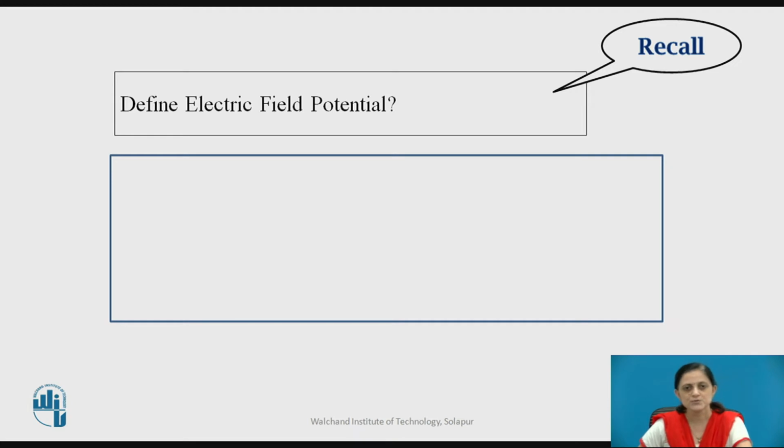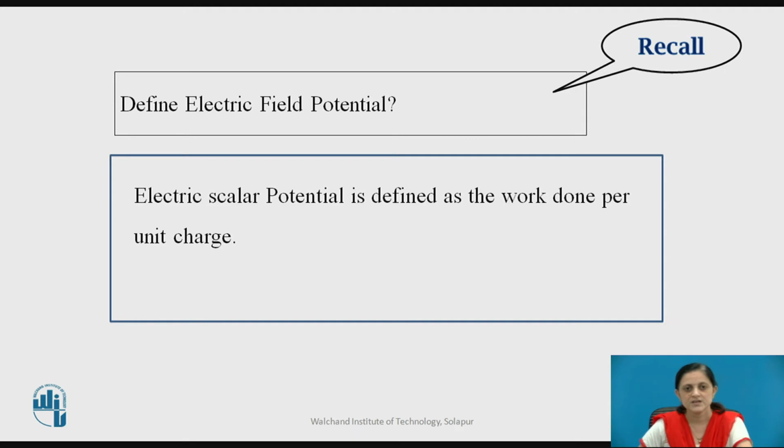Before starting the vector magnetic potential, you can pause the video here for a second and recall what the electric field potential is. Yes, the electric field potential is the scalar quantity which is defined as the work done per unit charge. So it is given by W upon Q, and it's given by the equation dV is equal to dQ upon 4 pi epsilon r.